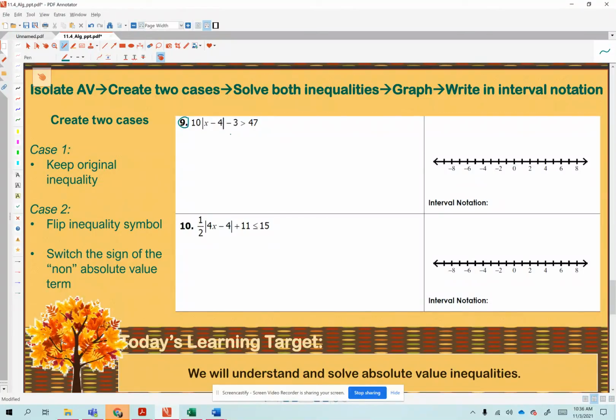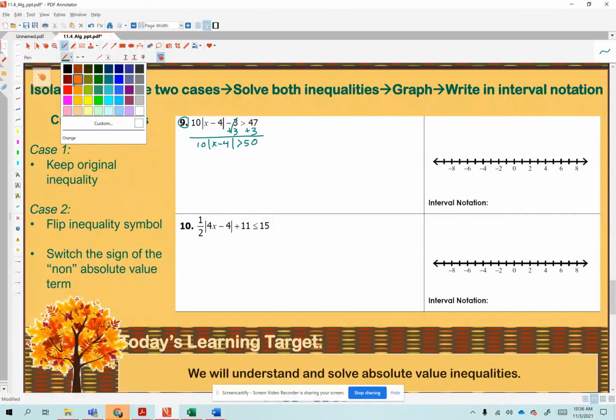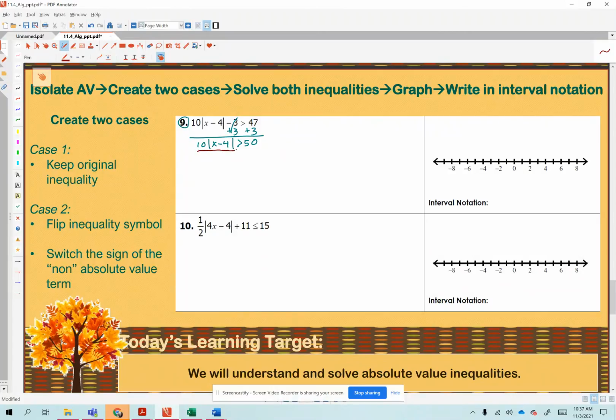Okay, so first what you want to do here is add 3 to both sides, which would give us 10 multiplied by the absolute value of x minus 4 is greater than 50. And the next thing you want to do is divide both sides by 10, which will give you the absolute value of x minus 4 is greater than 5. So now we can make two cases.